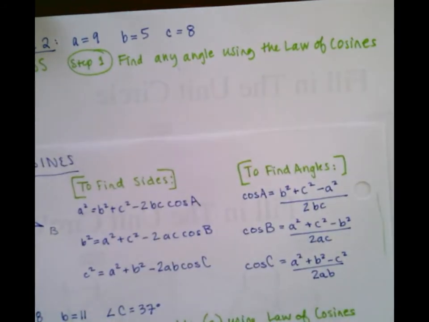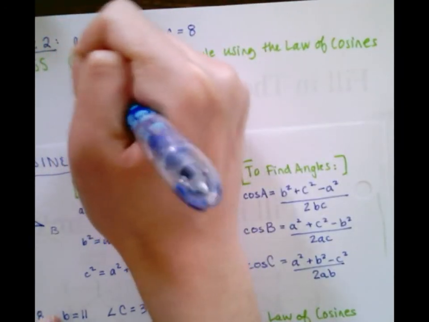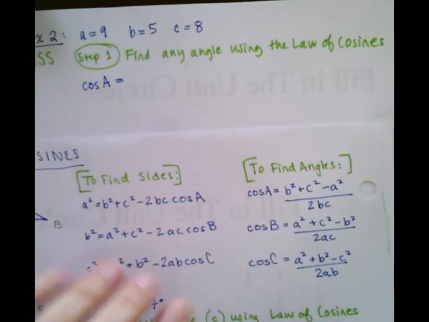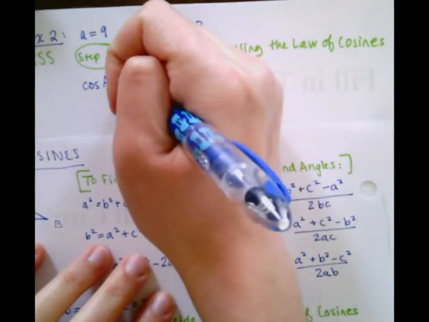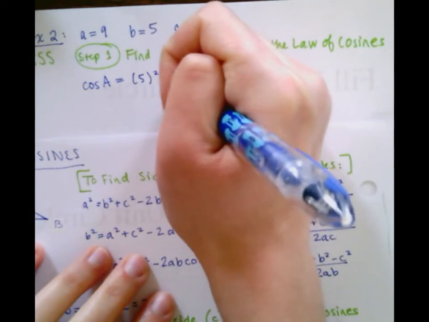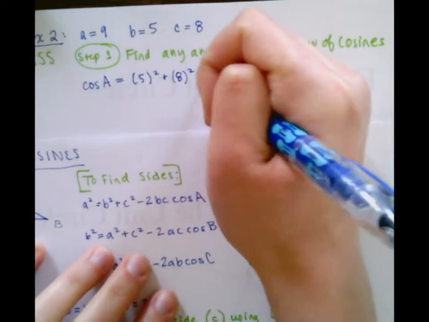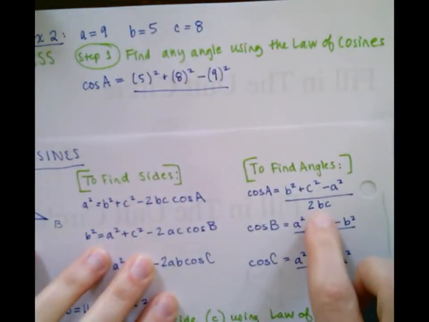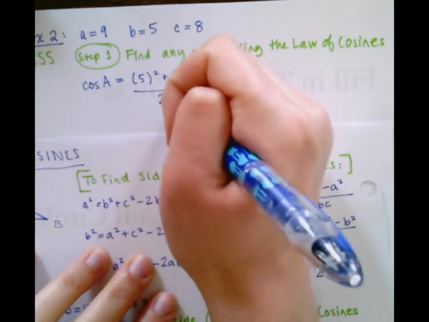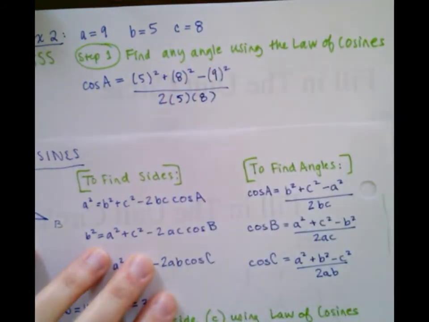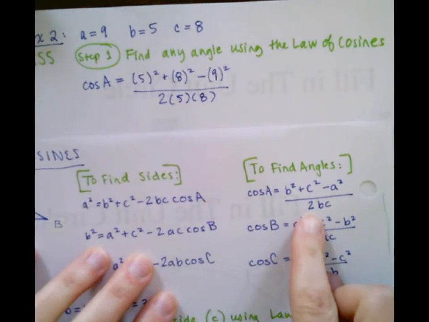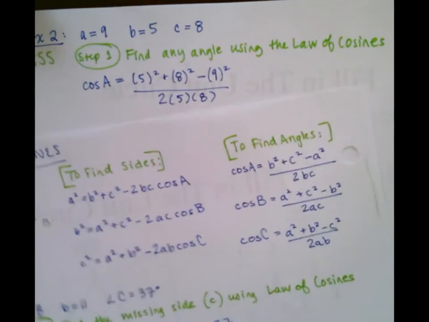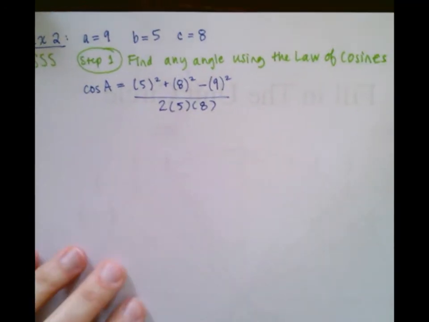So doing that, I would do cosine of A is equal to B squared plus C squared, so that will be 5 squared plus 8 squared minus 9 squared, divided by 2BC. So that's 2 times 5 times 8. Once again, you just want to be very careful when you're plugging in that you plugged in the right numbers in the right spots. Okay, so now I'm going to simplify this.